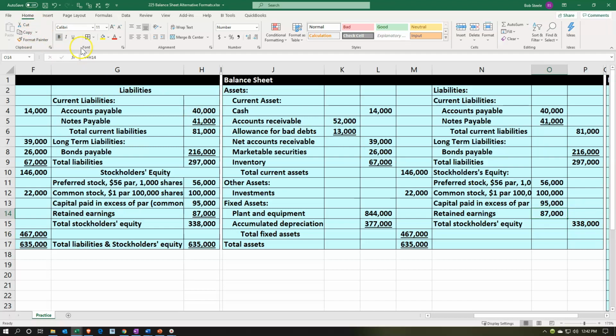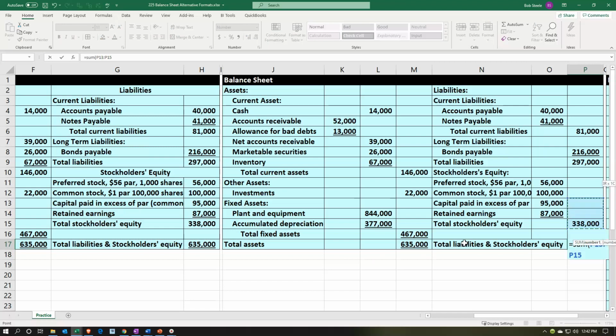Home tab, font, underline. Then we're going to go to the total liabilities and stockholders' equity, summing up the outer column, equals the sum of the 338 and the 297, giving us the 635, which matches the assets, so we are in balance again. Let's double underline it. Home tab, font, drop down, double underline.